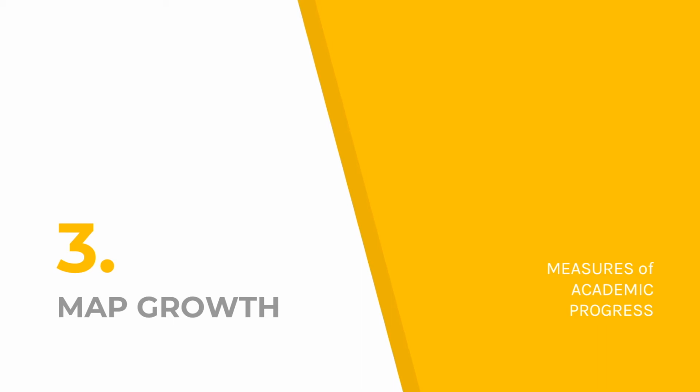So I'm going to explain a little bit more in depth about the MAP Growth testing, which is the Measures of Academic Progress. And like Ms. Frost said, we give this test 3 times a year. So in September, in January, and then again in May.